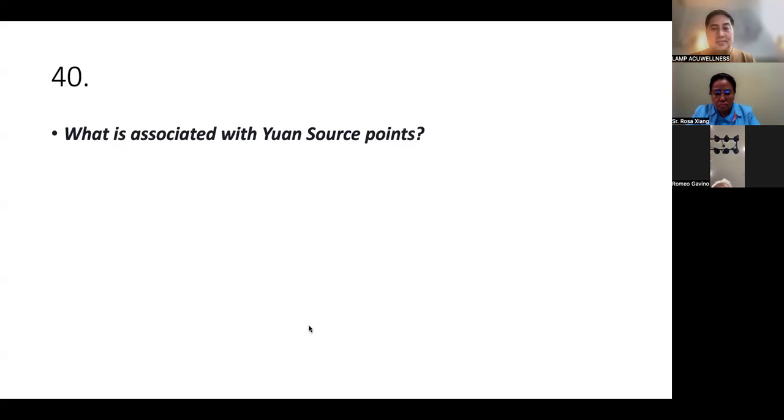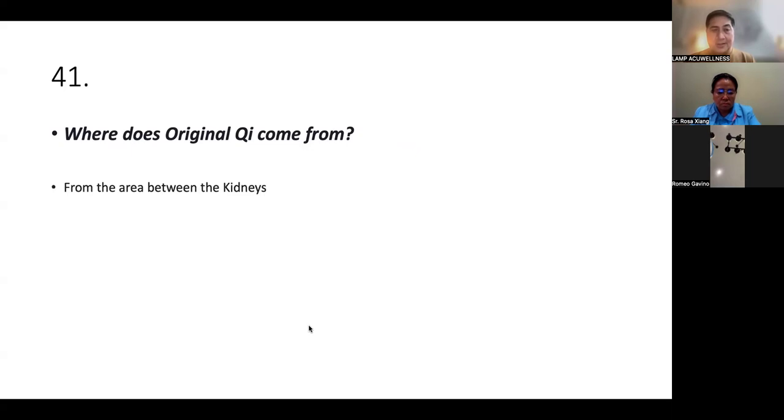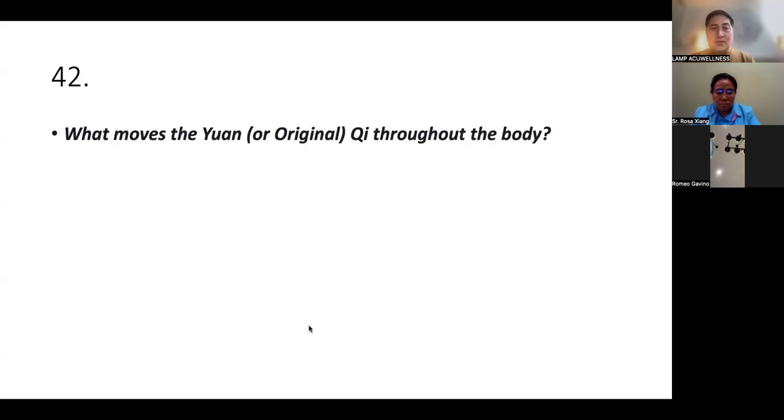What is associated with the Yuan-Source points? What kind of chi? Original, or Yuan-Source chi. Where does original chi come from? The area between the kidneys. What moves the yuan qi throughout the body? Sanjiao. Yes. That's why you have to needle Bladder 22, the back shu point of the Sanjiao.